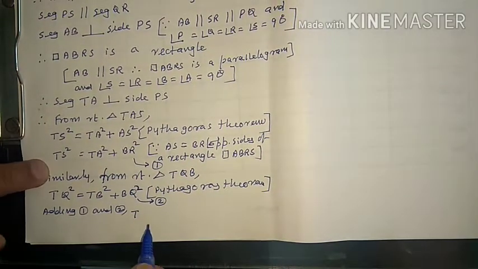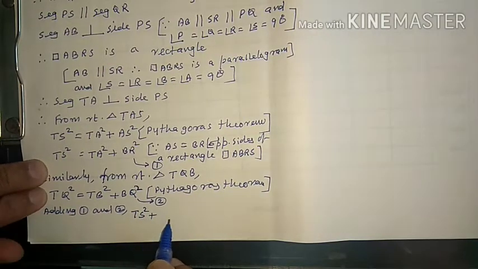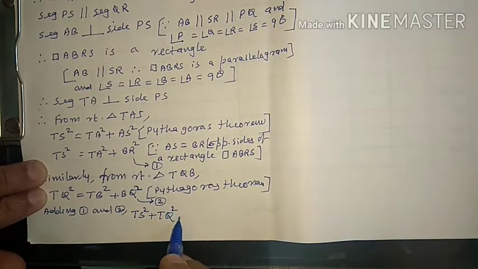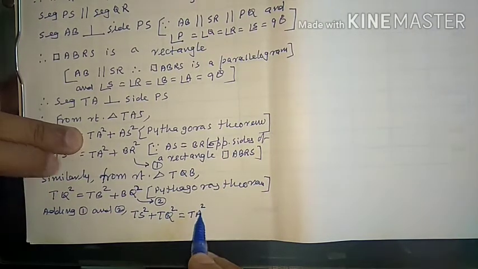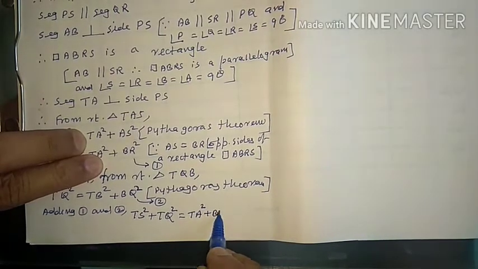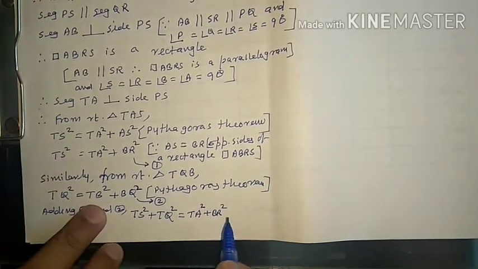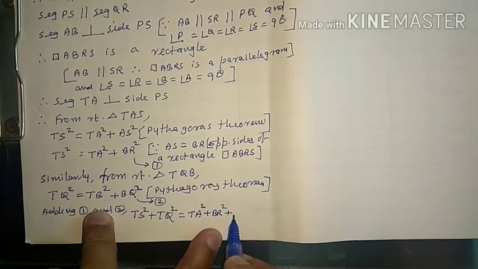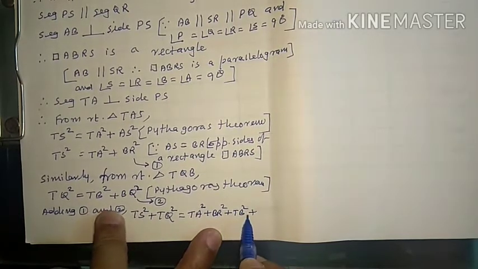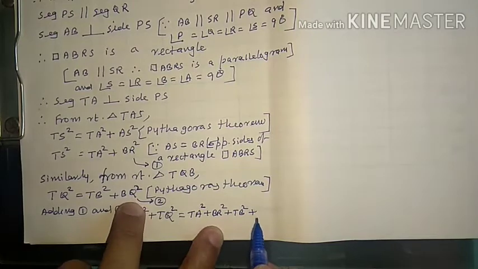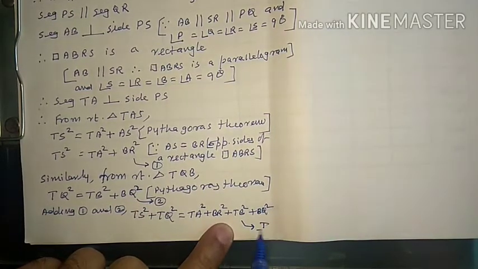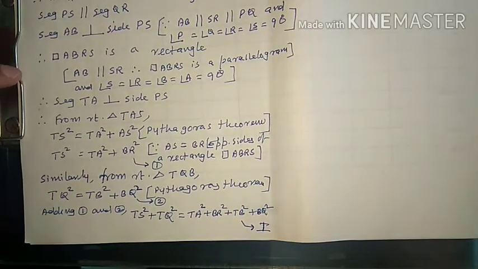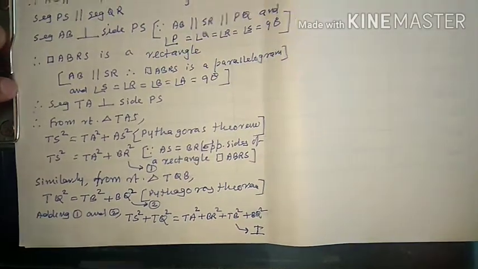Here, the first result is T square plus TQ square is equal to this one: T square plus BR square plus this TB square plus BQ square. We consider this a very big equation. This is the left hand side only, which we have completed now. Now we have to go for the right hand side. That we do here.